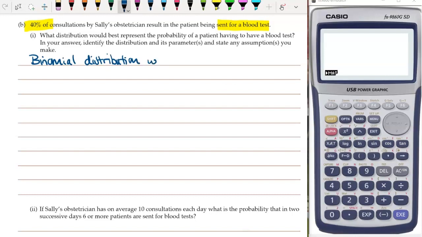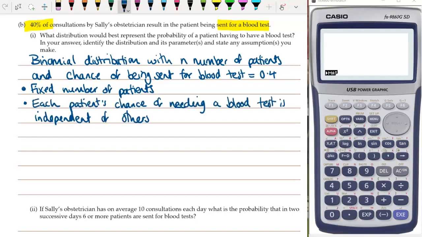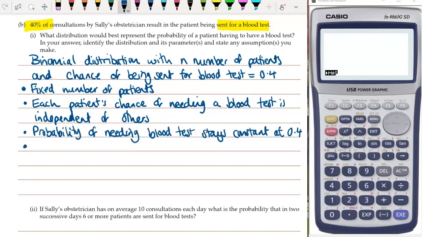with n number of patients and the chance of being sent for a blood test is 0.4. So starting with the F, we have a fixed number of patients. I for independent is that each patient's likelihood is independent of others. S for that probability of success stays constant at 0.4. And T, there are two outcomes, you need a test or not.